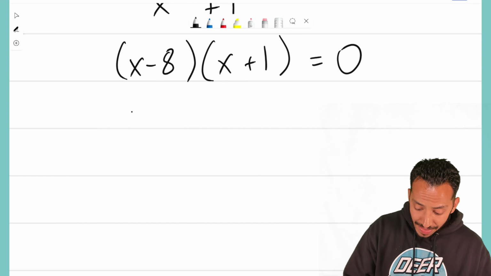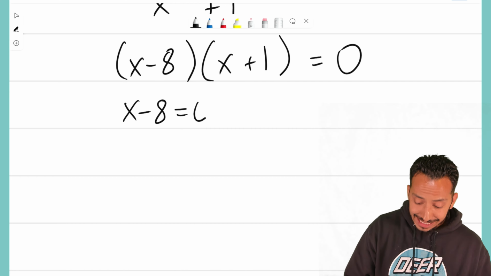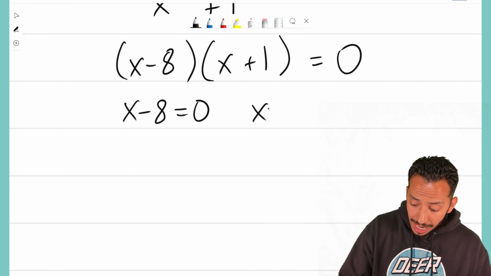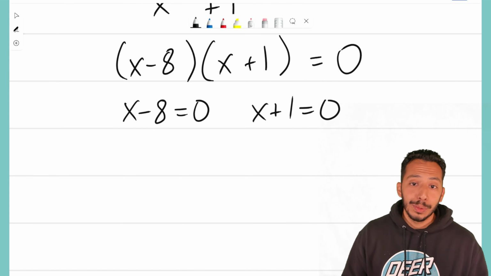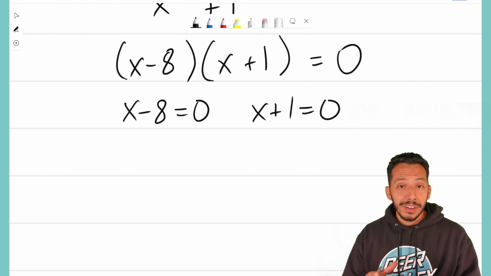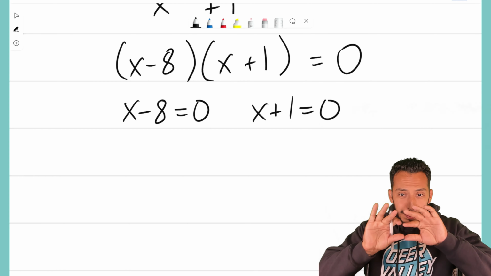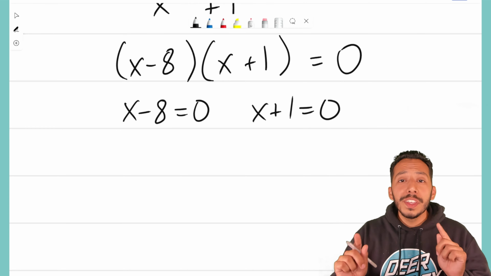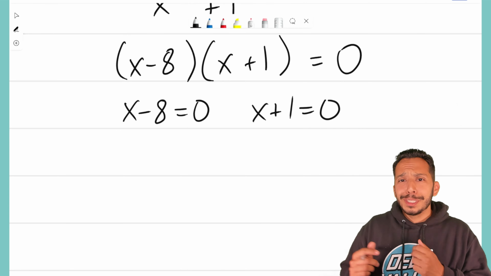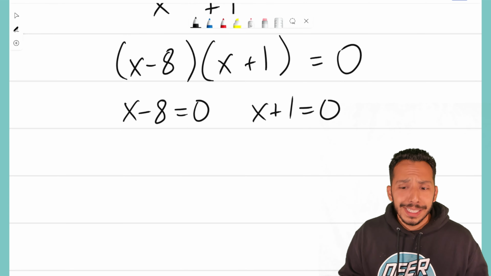We then know that x minus 8 has to be equal to 0, or x plus 1 is equal to 0. And that right there is the zero product property. That is us taking that equation, splitting it into two. We know one of the two has to be equal to 0. Now we just solve those, and we have our x-intercepts.